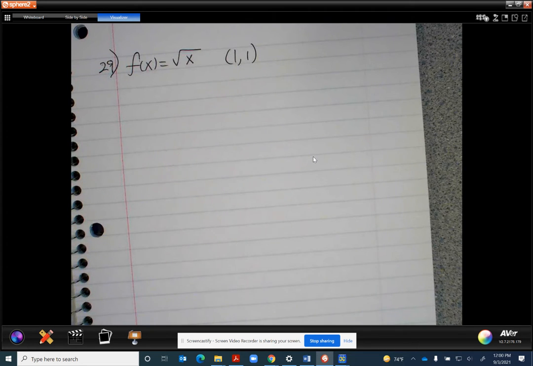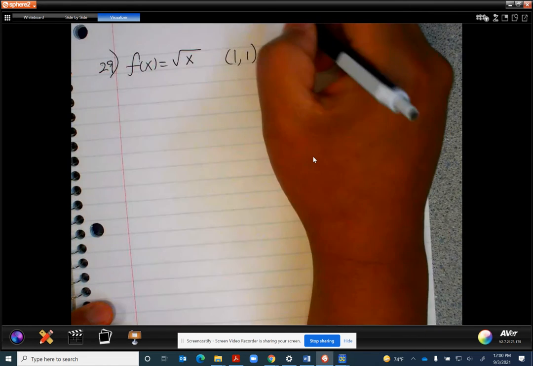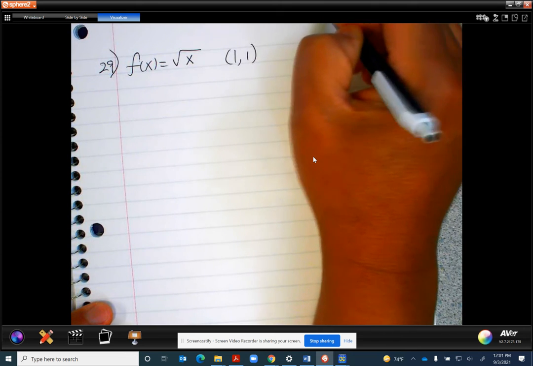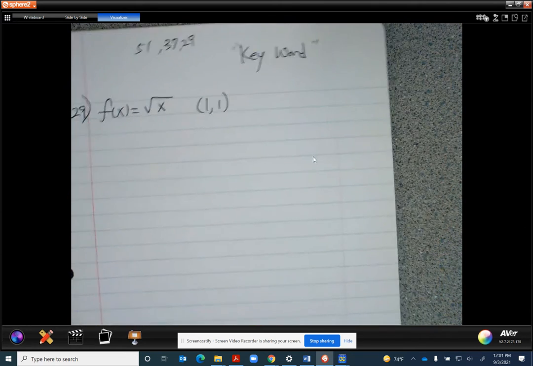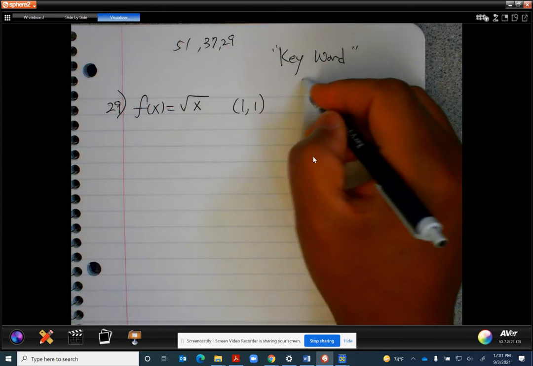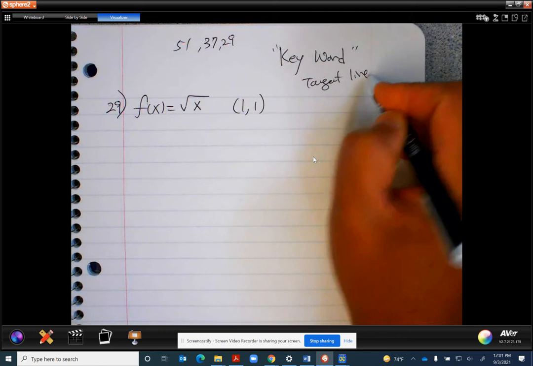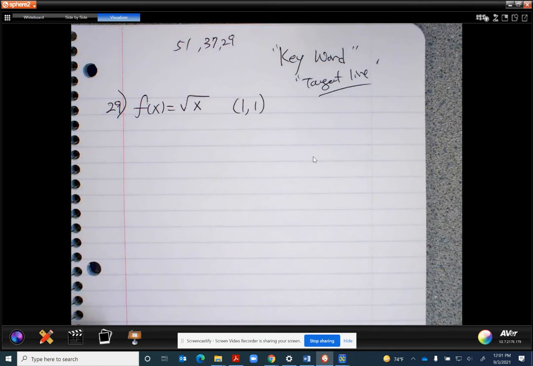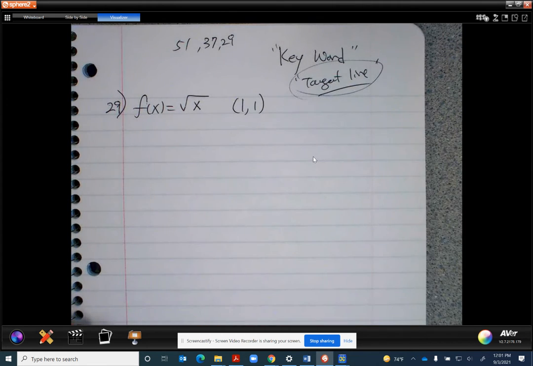So read the direction. What do you think the key word is in here? Out of your direction, what is your key word? Someone tell me the key word. Yeah, anything with a tangent line. If you see the keyword tangent line, what do you think of automatically? You should think of something. Formula. So what is that formula?